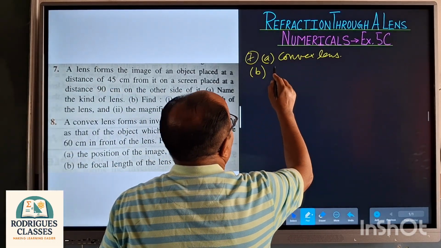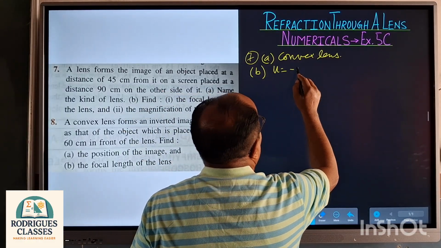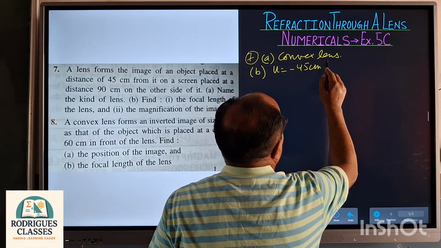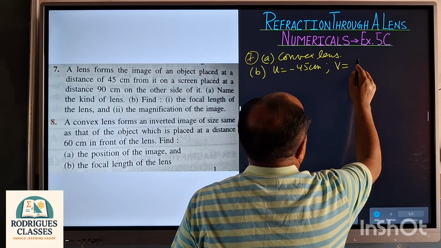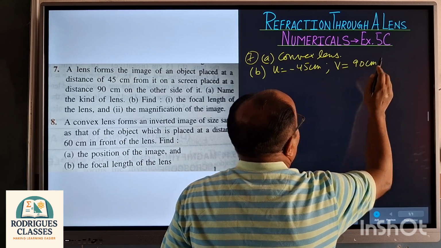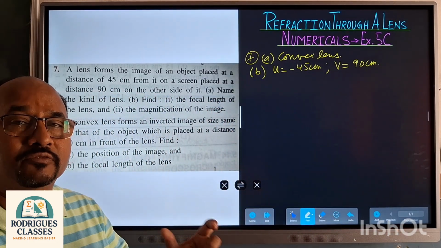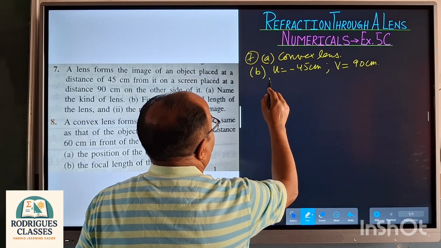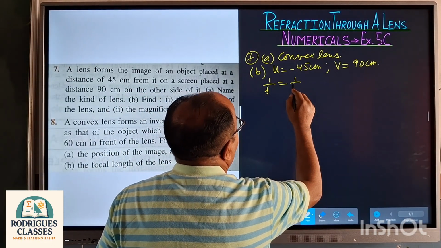So let us write first u, which is minus 45 centimeter. v is 90 centimeter. Because it's a real image, so for a real image v is positive. So let us write the formula and work it out.